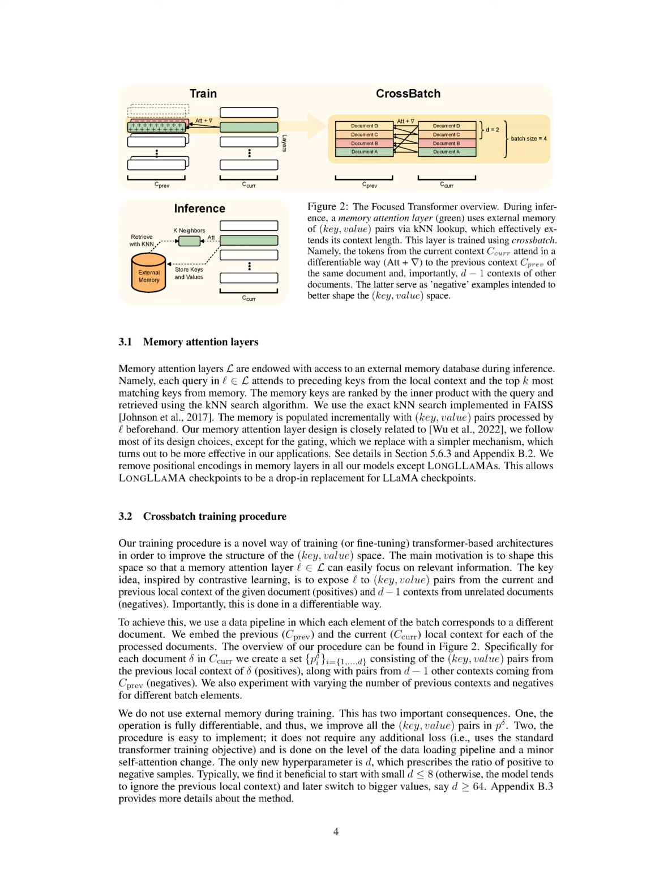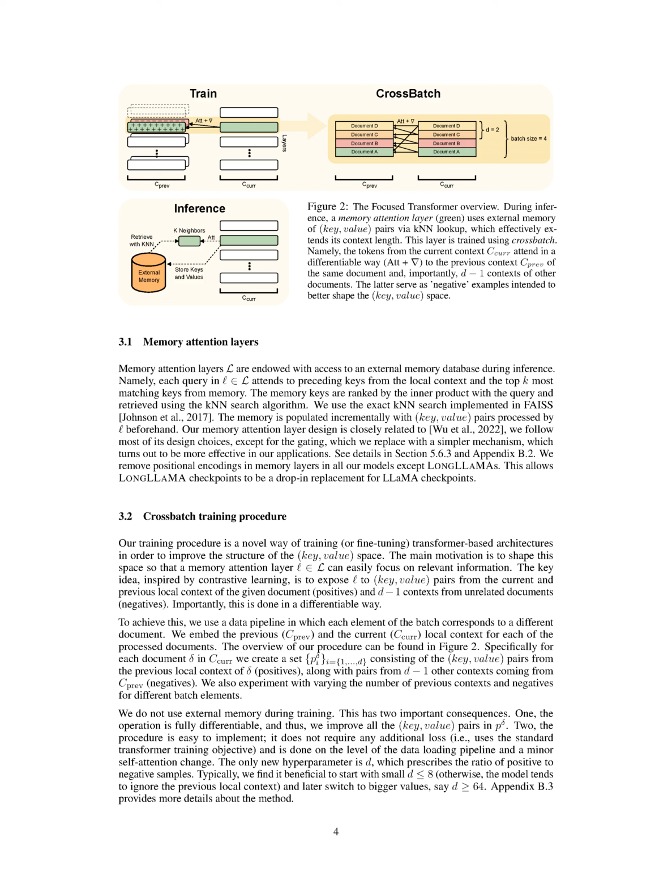Section summary. Contrastive learning is a method that compares positive and negative examples to learn good representations. The Focus Transformer, FoT, is an extension of transformer models that uses memory attention layers and crossbatch training to improve the model's ability to retrieve information from external memory at inference time. The memory attention layers attend to preceding keys from the local context and the top k most matching keys from memory, which are ranked by inner product with the query.